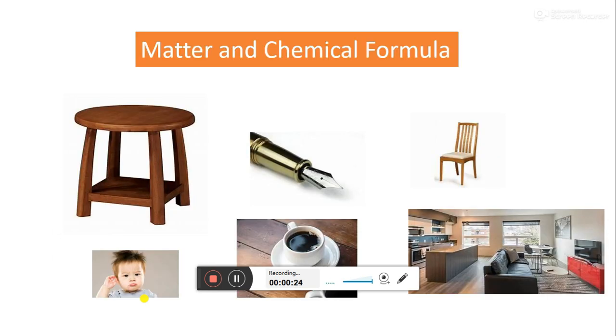First of all, if you see the diagrams over here, you will see the chair, table, pen, human being, cup, and a fully furnished room. What is common in all these things? All are basically occupying space and they have some mass. This is known as matter. Matter is anything which occupies space and has mass.